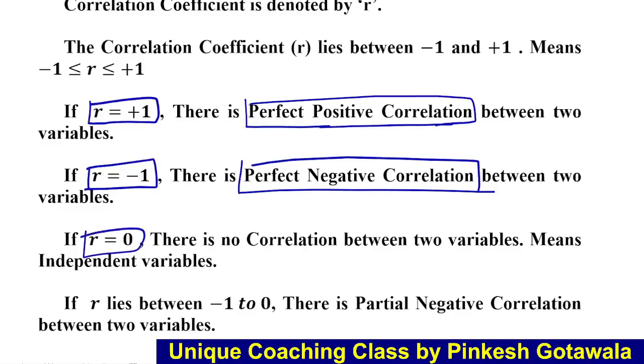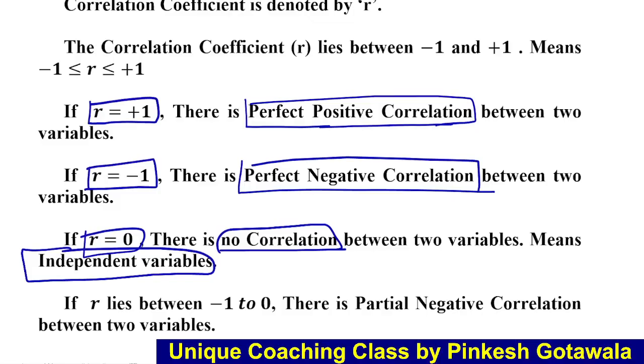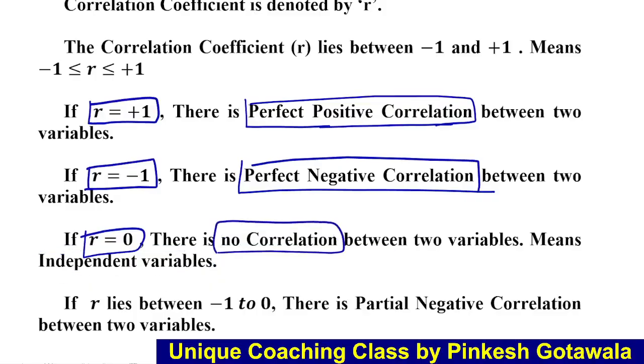And if R is equal to 0, it means no correlation, no relation between two variables, or you can say that both are independent. Independent means there will be no change in the other due to change in one. Okay, એકમાં ચેન્જ થવાના પરિણામે બીજા પર કોઈ ચેન્જ જ થતો નથી એટલે કે બંને ઇન્ડિપેન્ડન્ટ છે, કોઈ કનેક્શન નથી, કોઈ રિલેશન નથી, so that is called no relation between two variables. Clear? Okay, +1 means perfect positive, -1 means perfect negative, 0 means no relation.